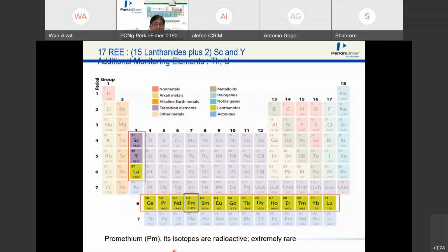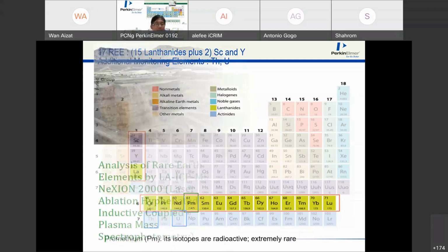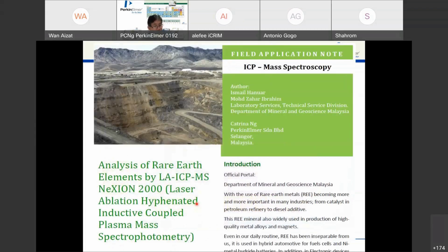However, in fact, there are actually 18. Pm, promethium, is a very rare, extremely rare isotope. A standard is not available, plus Pm is radioactive. So in fact, no one is doing Pm. You cannot get the standard, and it is also radioactive. So the other thing is just to share information with you.